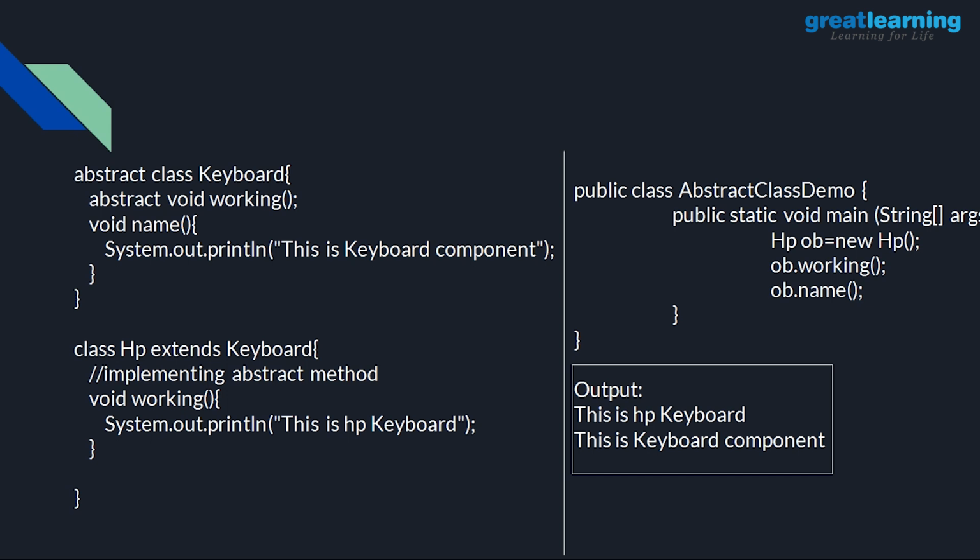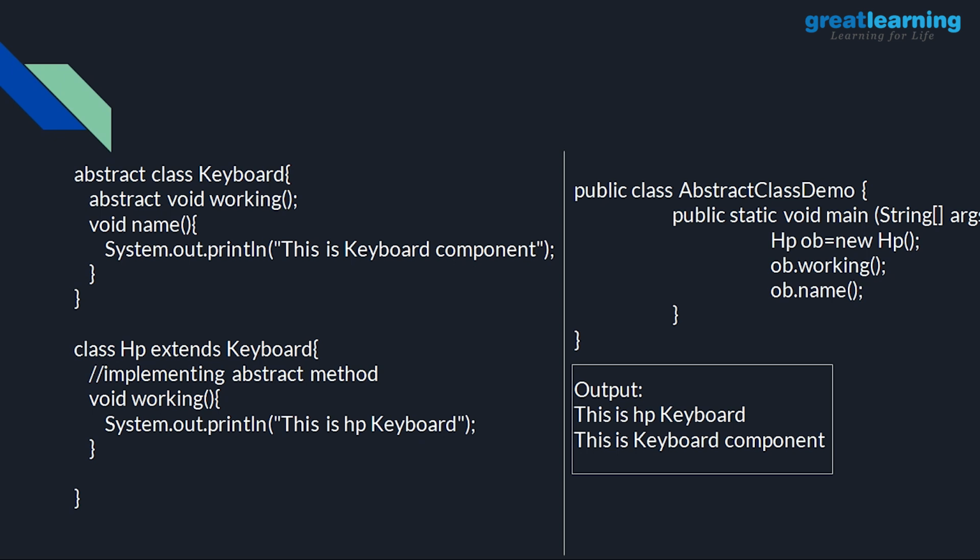Now the HP class extends this Keyboard. You see, once we have extended this Keyboard class, we have to implement the abstract method. If we don't, we will get an error. So working has to be implemented. You see, we define working, and it has to have the same name as given above. Then we just gave its body. Implementation has been given in the HP class.